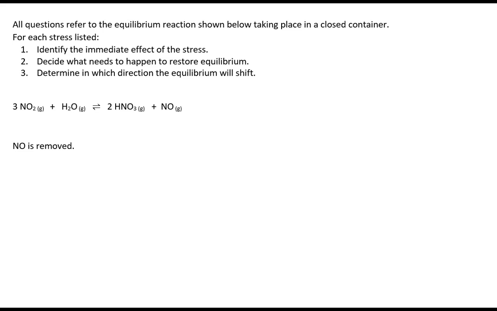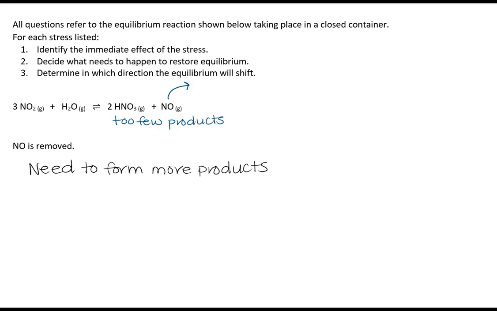Here, we're told that NO is removed. So we look for NO, we find it over here. It's on the product side. We have removed product, and so the immediate effect is too few products. In order to restore the equilibrium, we need to form more products, which means the equilibrium will shift to the right.